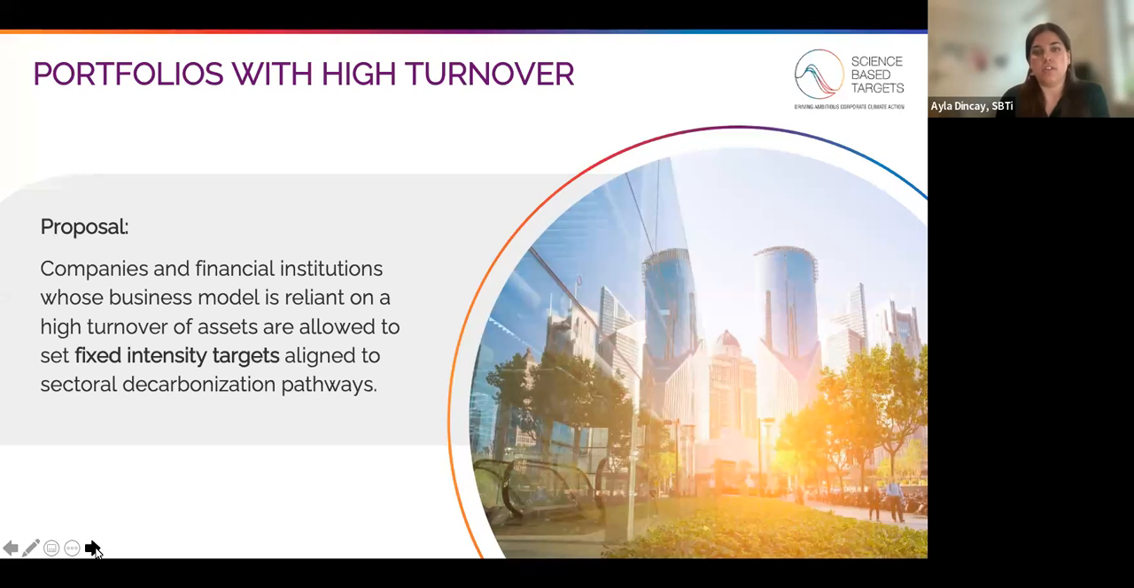Companies and financial institutions whose business model is reliant on high turnover of assets are allowed to set fixed intensity targets aligned to sectoral decarbonization pathways. A fixed intensity target means that a company shall ensure that its portfolio emissions intensity is at or below the ambition level set by the pathway for each individual year within the target period. To qualify for this target setting method, the user must demonstrate that high portfolio turnover is integral to their business model, and there are examples of this provided in the guidance.